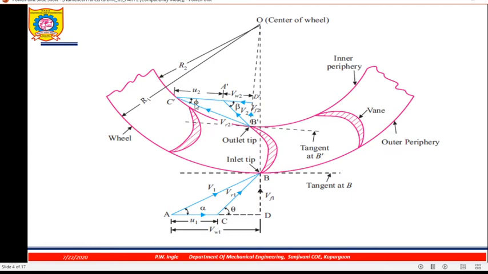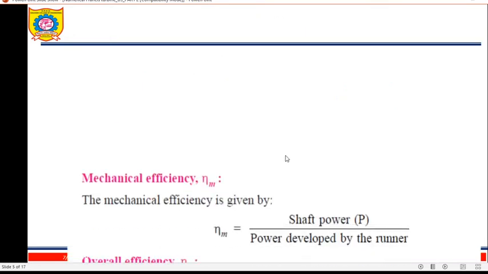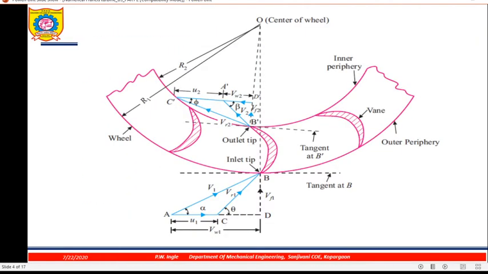At outlet, this is VR2, B dash C dash. Then C dash A dash is U2. By joining A dash B dash, you are getting V2 and V2 will be having two components. What are those? VW2 and VF2. Okay. Same velocity triangle is related to Francis or reaction turbine.